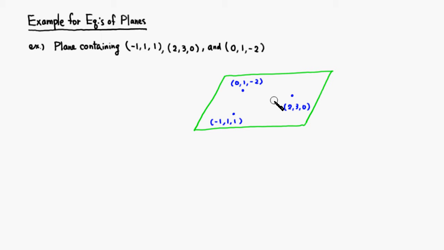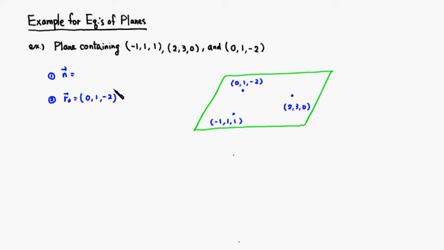So what we need is a normal vector, vector n. And the second thing we need would be a point. Let's call it R0. You can use any of the 3 points. Maybe I'll just use (0, 1, -2).